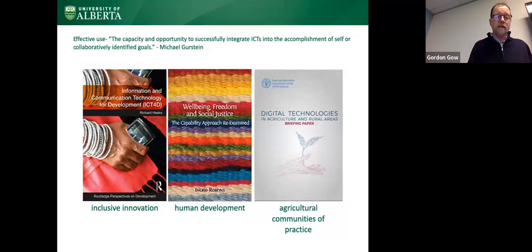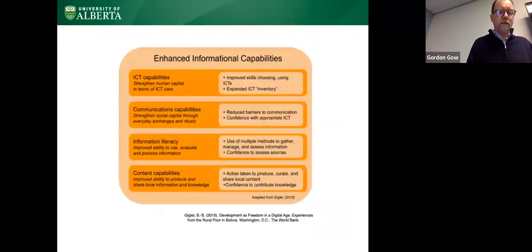So this is Gigler's concept of informational capabilities. Gigler developed this concept, and he argues that the intermediary plays an important role in influencing people's abilities to develop these capabilities. And it's a multi-dimensional construct. So you can see here it encompasses different aspects. It's more than just being able to use technology, but it's also being able to be an effective communicator with digital technologies, having a level of information literacy, and also being able to create content. So not just being a consumer of the technology, but being a content producer.